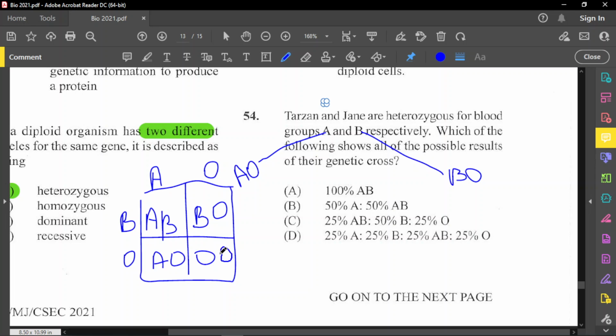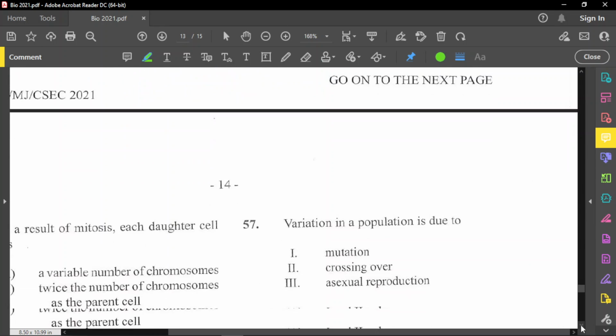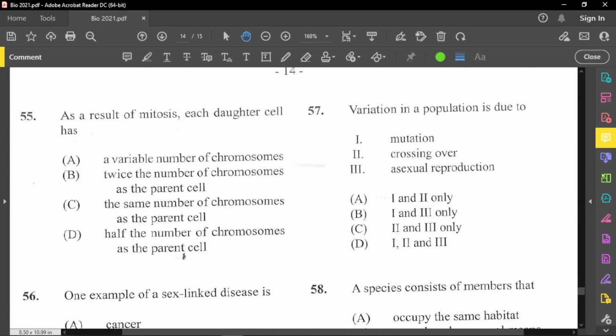And so what we have as a result, 25% AB. Where is that? 25% AB, yes. 25% A. This AO is still A group, okay? So AA or AO is still A group. So it's 25% A group, which is right here. 25% B group, so BO or BB, they are both the B group. And so definitely 25% that, and O group is 25%. So yes, D is our winner for question number 54. All right, let's go to question number 55. And we're almost there. Believe that? Wow.